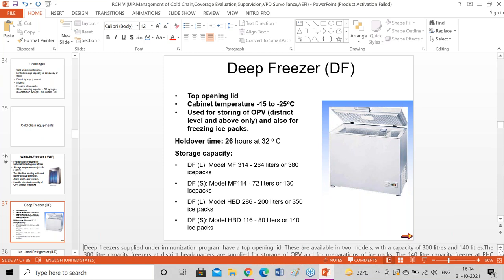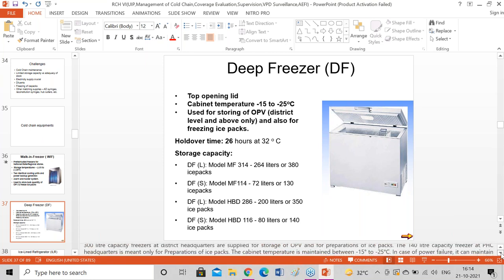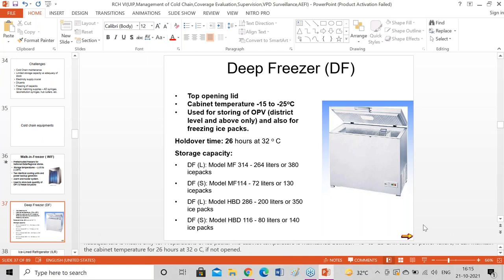Okay, I'll just tell you this. Now, deep freezers are supplied under the immunization program. They have a top opening lid. These are available in two models with a capacity of 300 liters and 140 liters. The 300 liter capacity freezer at district headquarters is supplied for storage of OPV and for preparation of ice packs. The 140 is meant only for preparation of ice packs. So in the 300 we can freeze our ice packs as well as store OPV, but in the 140, we are only going to prepare the ice packs. In case of power failure, the holdover time is 26 hours at 32 degrees centigrade, the same thing that we have already studied.